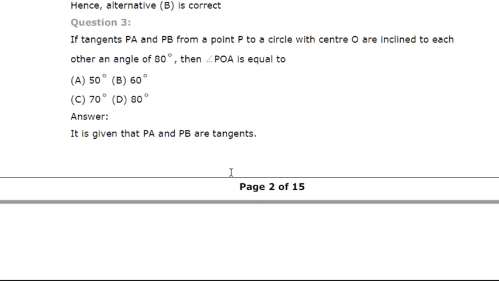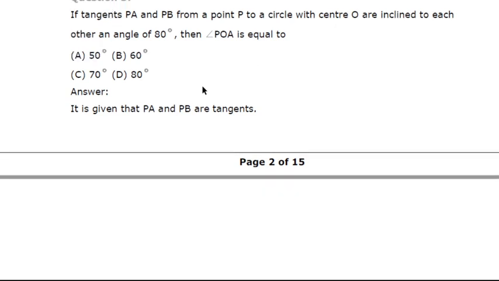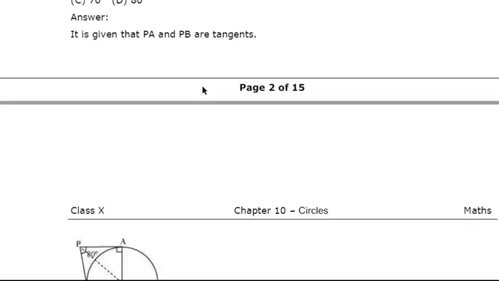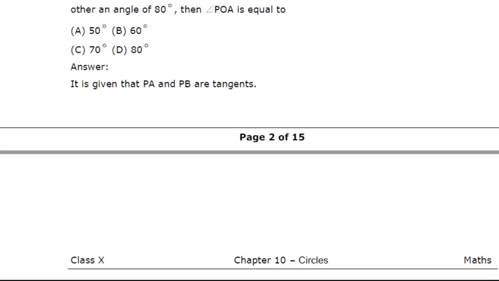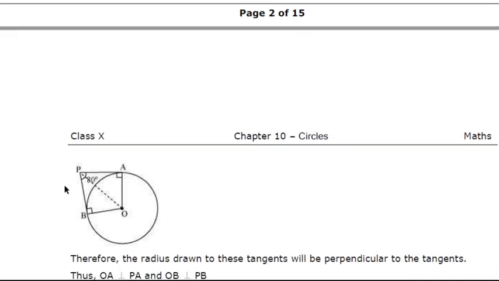Now question number 3. If the tangents PA and PB from a point P to a circle with center O are inclined to each other at angle 80 degree, then angle POA is equal to. Okay. Here are the two tangents and center O, inclined to each other and the angle is 80 degree. Okay. Find angle POA. See, this is 80 degree. POA, this angle you need to find.